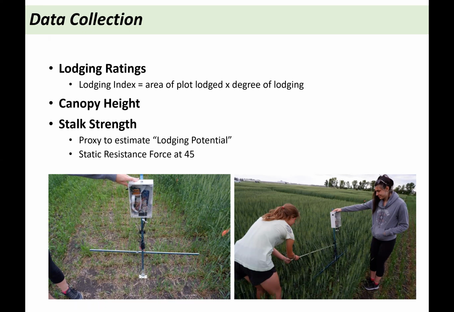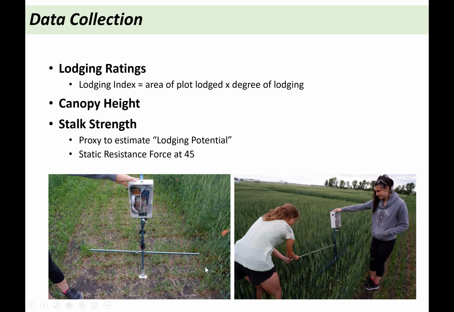And it was an average of 5 readings per plot. And stalk strength, the 2 pictures here in the bottom show the device we used to capture stalk strength measurements. It was developed at the University of Minnesota based on a Berry paper out of the UK. And we used it as more of a proxy to estimate lodging potential.